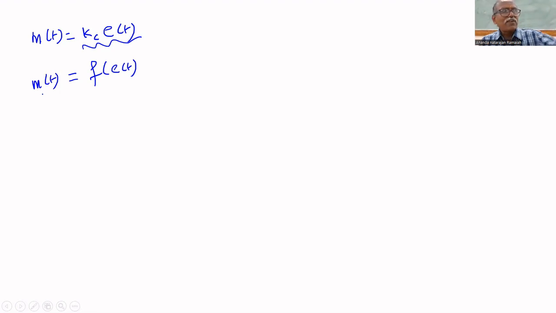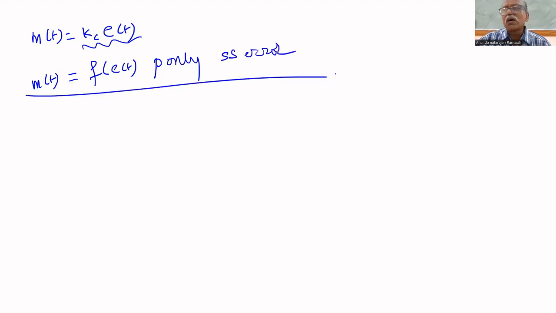If you give me error, then only I can generate controller output, which means the controller output cannot remove steady state error, because the controller output is a function of error. That's why we cannot remove steady state error by a proportional only controller. P only controller always gives steady state error.